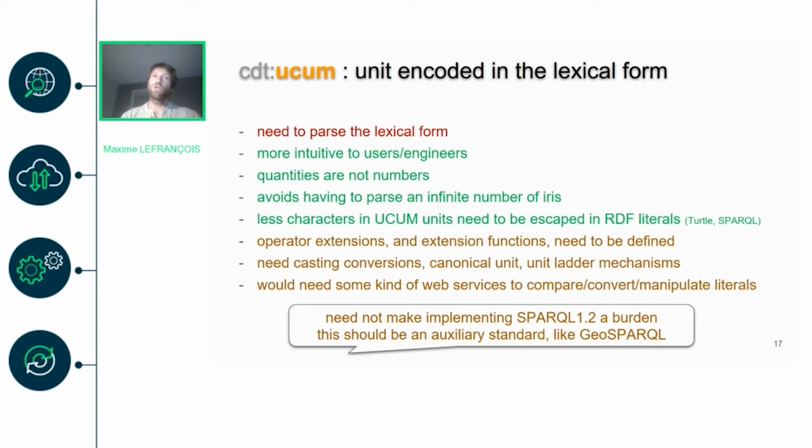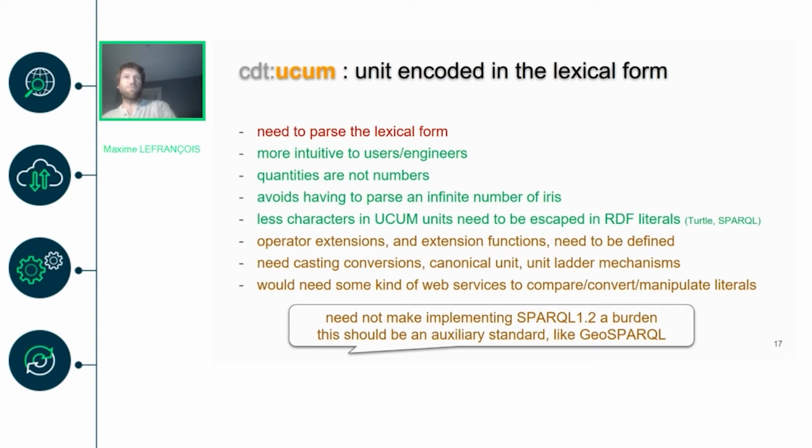With our approach of CDT OCUM, where the unit is encoded in the lexical form, we need to parse the lexical form, right? But we claim it's more intuitive for users and engineers because you have just the value and then the unit. And it makes clear that this as a whole is one atom, so quantities are not numbers. So we don't want someone that just sees a number and then a specific data type to imagine that this is a number. It's a quantity, it's not a number.